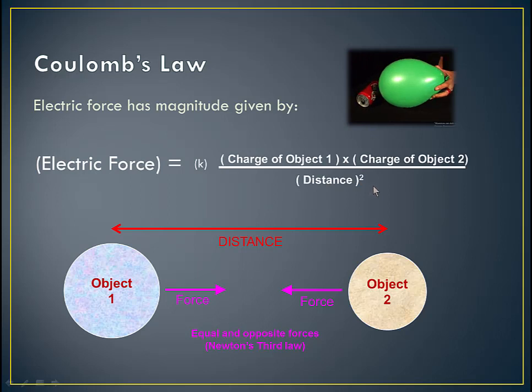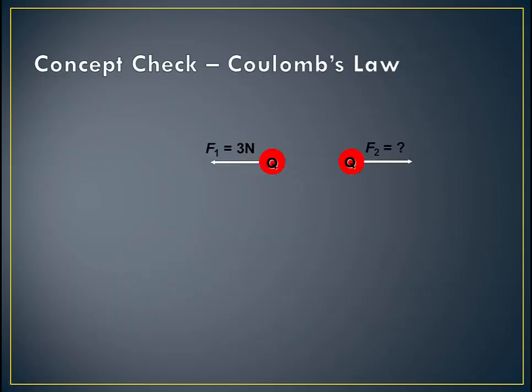So for example, gravity is the same thing, where the gravitational force equation looks almost exactly the same, except it's not charges, it's masses of objects. It's the gravitational constant, which is a lot smaller, and it's inversely proportional to the distance squared, the inverse square law. So let's do a little concept check on Coulomb's law.